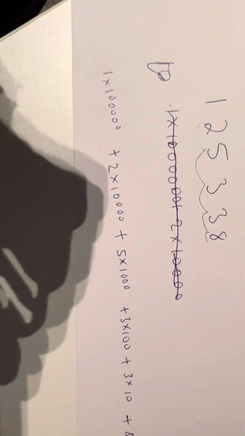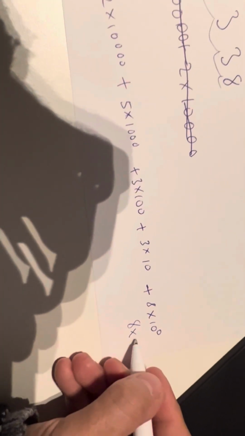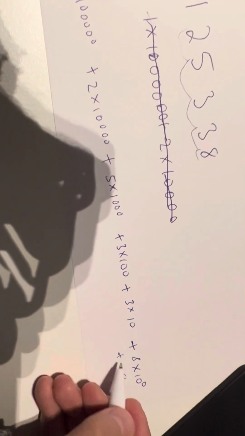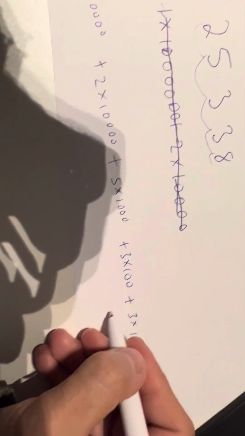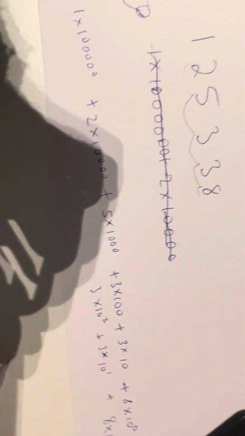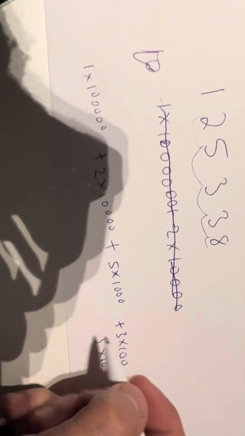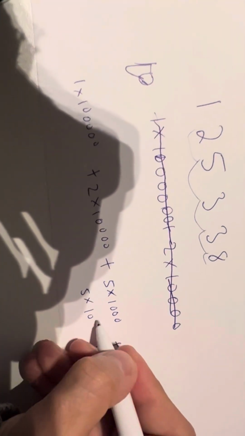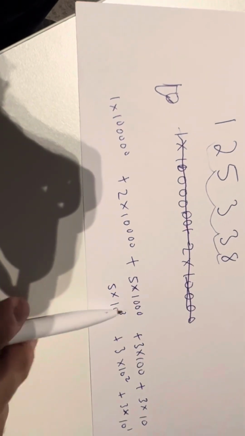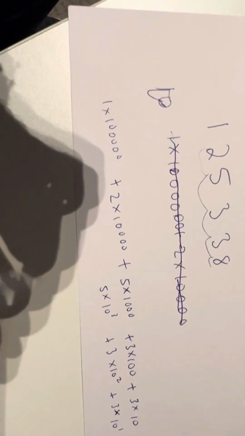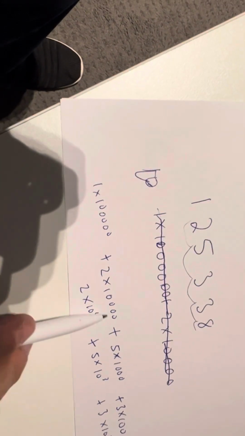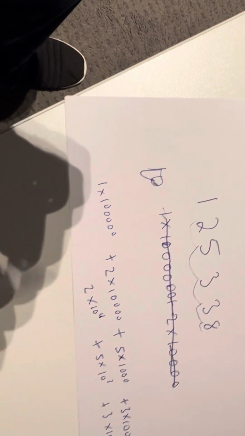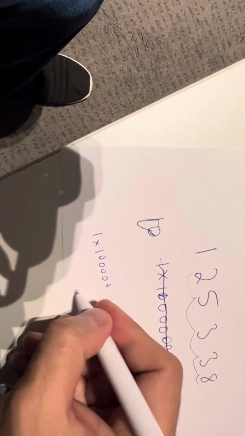And now in exponential form, it will be 8 times 10 to the 0, plus 3 times 10 to the 1, because the 10 only appears once, plus 3 times 10 to the 2, because 100 is 10 by 10, plus 5 times 10 to the 3, because the 10 appears 3 times, so it's 10 by 10 by 10, plus 2 times 10 to the 4, because in this case 10,000 is equal to 10 by 10 by 10 by 10, so 10 times itself 4 times, plus 1 times 10 to the 5, right?